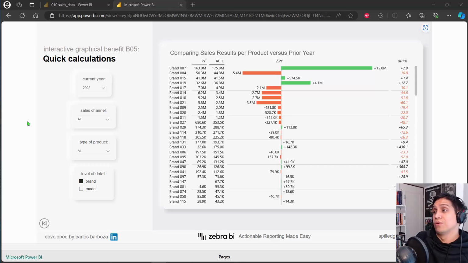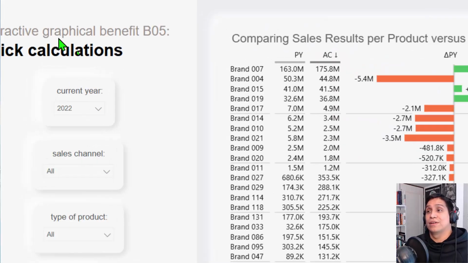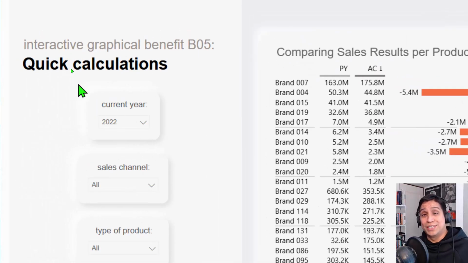Hello, everyone. In this demo, I want to talk about the fifth interactive graphical benefit, which is quick calculations for Zebra BI tables on Power BI. This is an amazing feature, and I want to say it was a catalyst for making this blog post. Kudos to the development team in Zebra, in Slovenia, and kudos to Andrea as well.